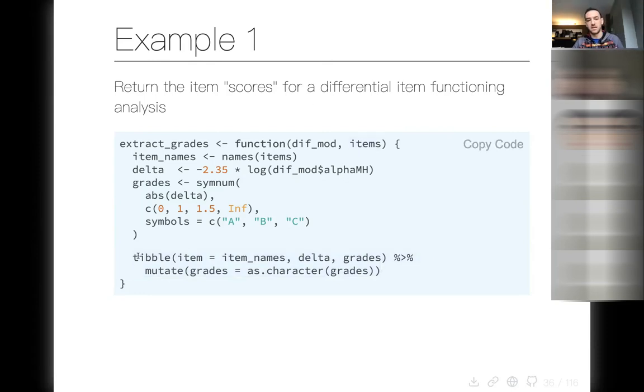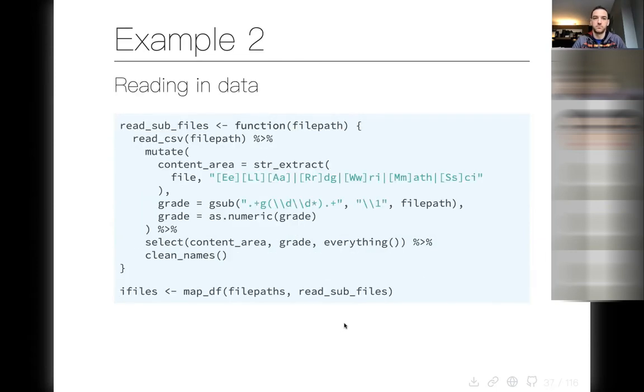Because I'm creating a data frame at the end here that has the item names, and then the delta, which is what I'm computing here, and then the grades, which is ABC. Okay, and so this was a function that I used to basically take a numeric thing and change it to ABC and have the item names associated with it. So I have to have the item names for it to work, but it really works great for that one script, and I'll probably never really use it again.